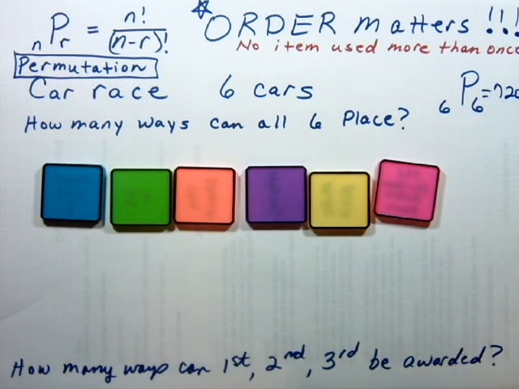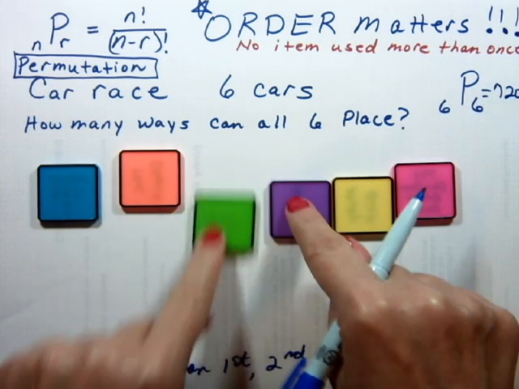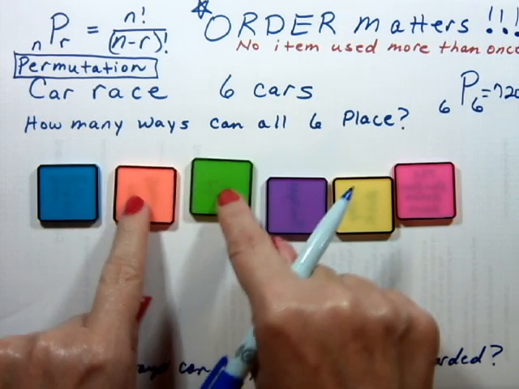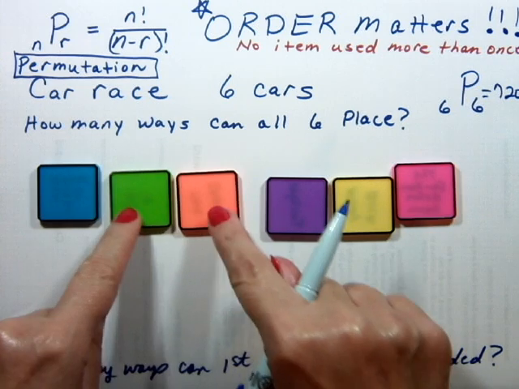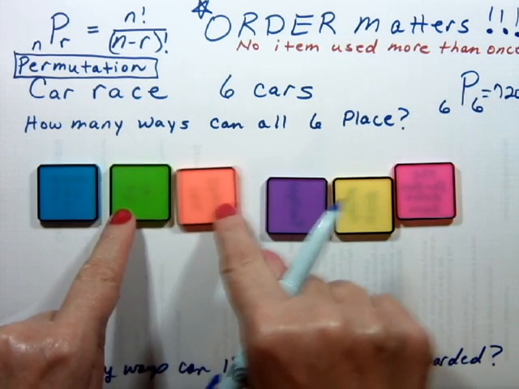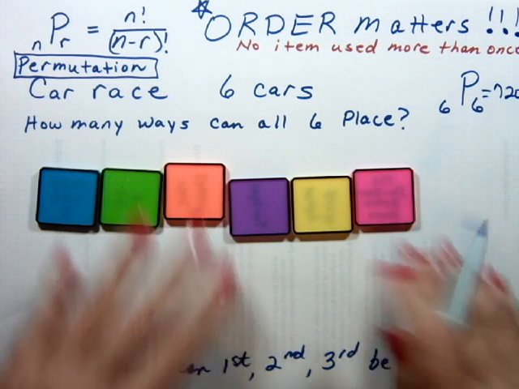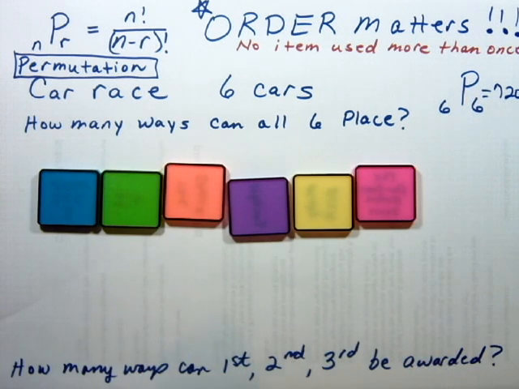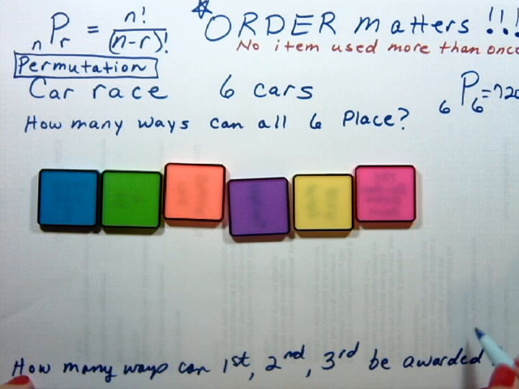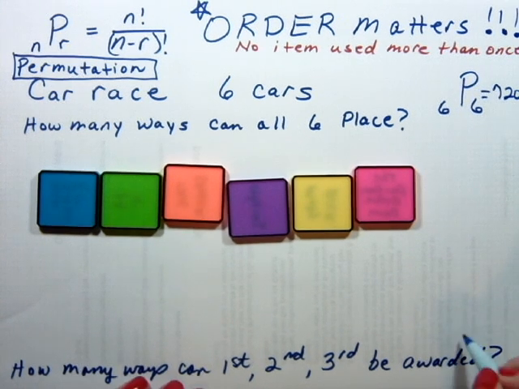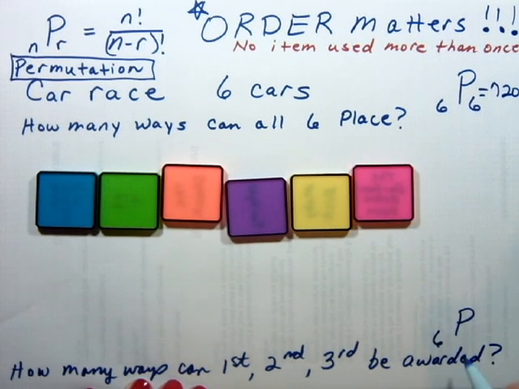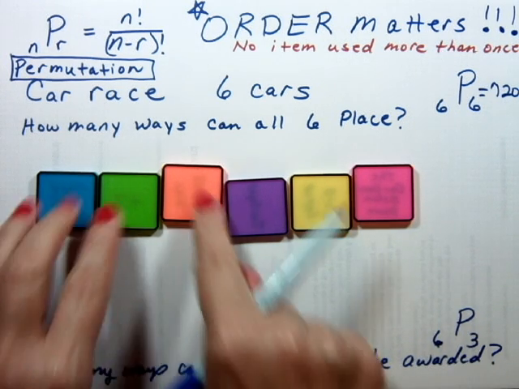Okay? Now notice order mattered because this is a different way. Trust me, this is a second place and this is third place. It made a lot of difference to the green car and the prize money they won, depending on where they were. Now, what if I ask this question differently? What if I just want to know how many ways first, second, and third can be awarded? Again, does order matter? Yes. So this would be the permutation of 6 cars, 3 at a time. I want to know how many ways I could do this.